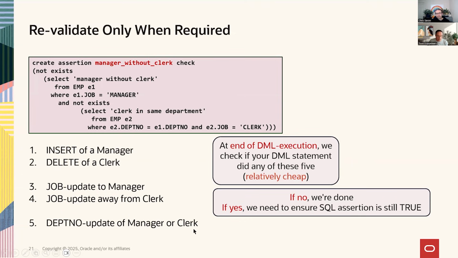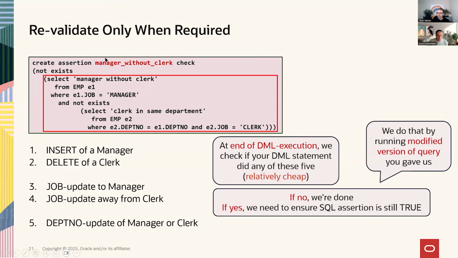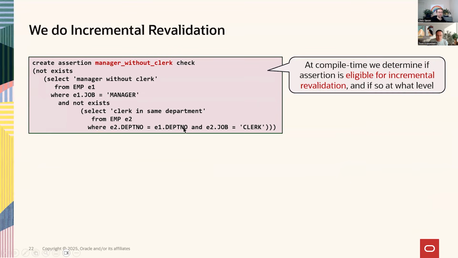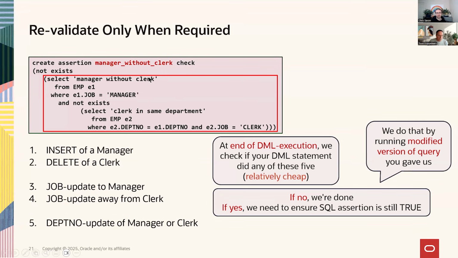So how do we then validate? We saw that you ran one of these five statements. Now we have to validate the SQL assertion to make sure that your DML is allowed or not. We do that by running a query, a modified version of the query that you gave us. You gave us a query here under NOT EXISTS, and we're going to slightly modify this query and run it so that we do it in an incremental manner. Let me explain what we do here.